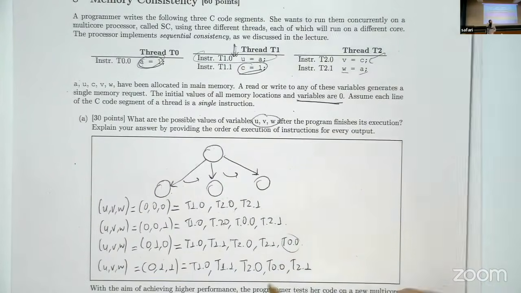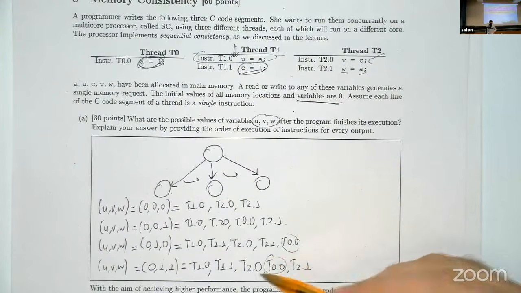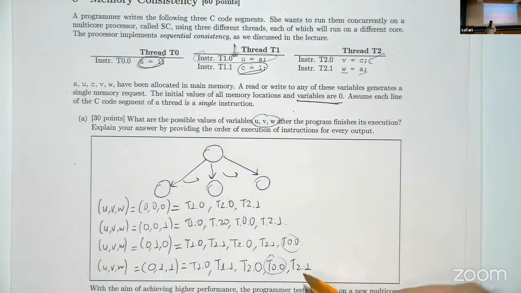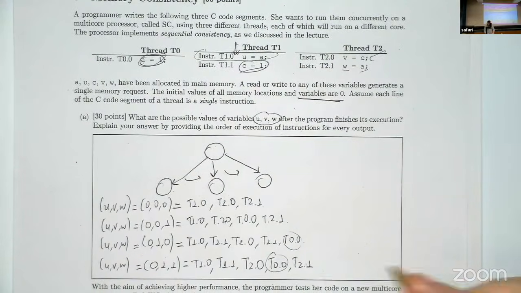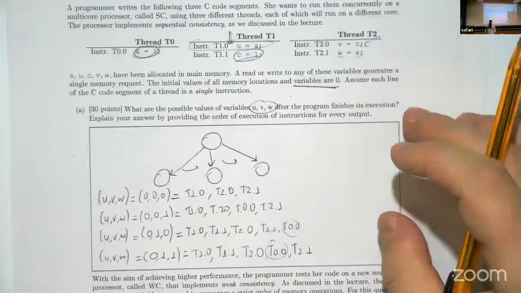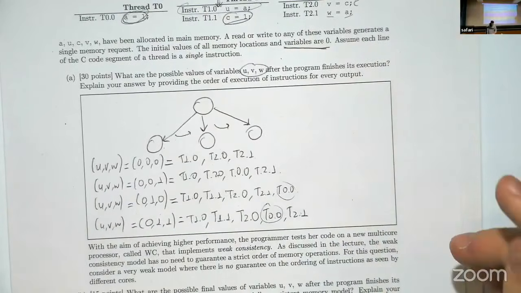So be careful here. You can do the T0, 0 at any point in time. Just make sure it's before T2, 1. That's the key thing. And after T1, 0, so that the U is not set wrongly.